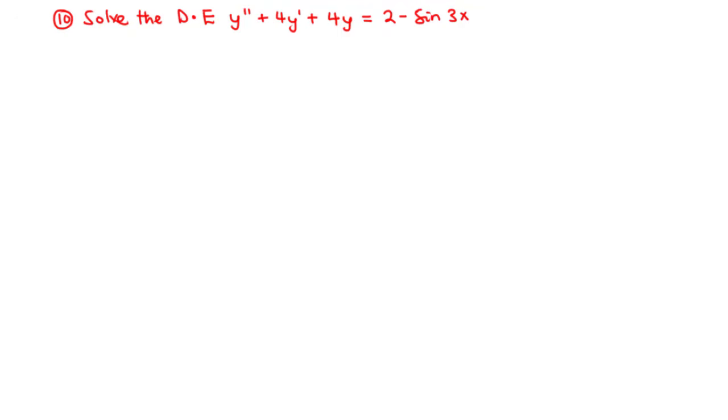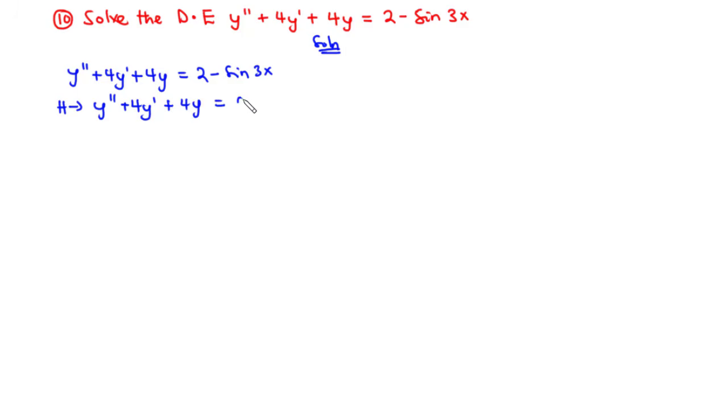So for example 10, we are going to solve the differential equation y'' + 4y' + 4y = 2 - sin 3x. So we have y'' + 4y' + 4y = 2 - sin 3x. We are going to treat this as a homogeneous differential equation. So we have y'' + 4y' + 4y = 0.